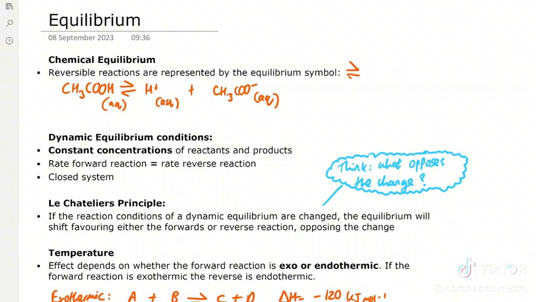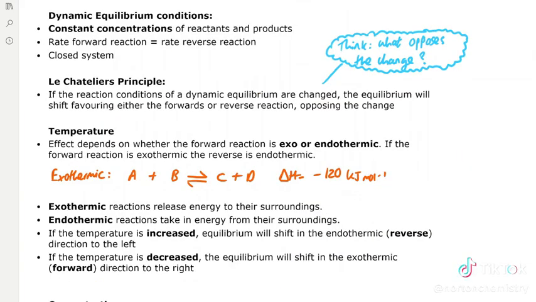So in chemical equilibriums, reversible reactions are represented by the equilibrium symbol, as you can see here. In this equilibrium, ethanoic acid is dissociating to H+ and CH3COO- ethanoate ions. And in a dynamic equilibrium, we have certain conditions which are maintained. So there are constant concentrations of reactants and products.